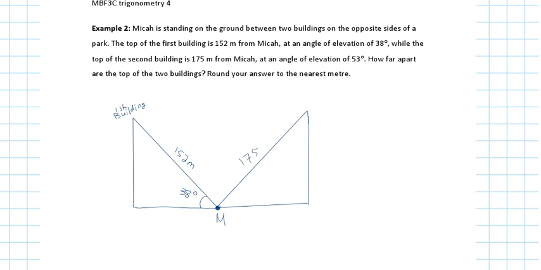Building ground, 90 degrees. Now the question is asking you how far apart are the top of the two buildings? Round your answer to the nearest meter. Okay? So what's the question asking you for? The line right here. That's right. So I'm gonna have to draw a line from here to here, and I'm gonna have to figure out how far apart are the two buildings. So I'm gonna have to figure out this.